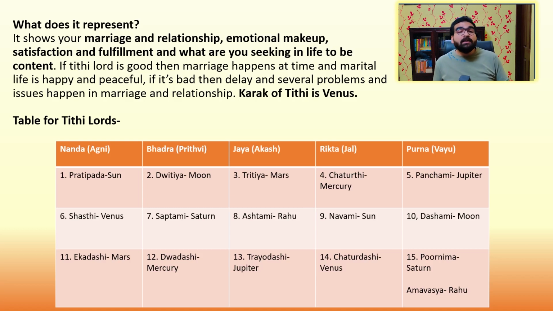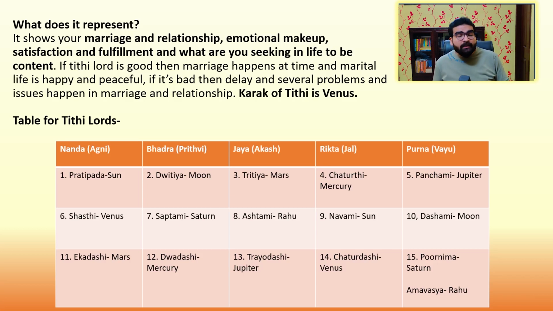And the Karak of Tithi is Venus. See here that Moon is the planet which produces the Tithi, and Venus is the planet which is the natural significator of the Tithi. Venus is the planet which is the symbol or representative of relationship, marriage, happiness, emotions, feelings, and joy in our lives. So Venus becomes the significator of the Tithi, and Moon becomes the giver or producer of the Tithi.